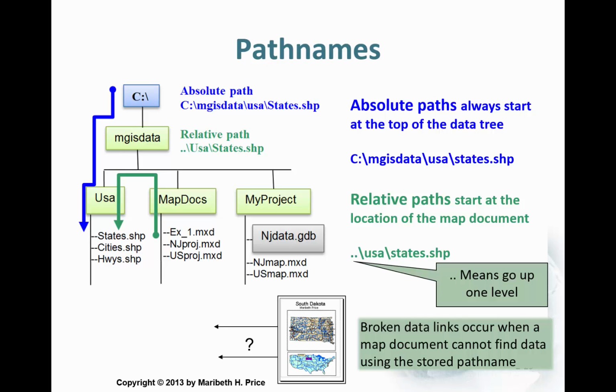Map documents store the links to GIS data using absolute or relative path names. Absolute paths always start at the root drive or at the top of the data tree. Relative paths start at the location where the map document is saved.